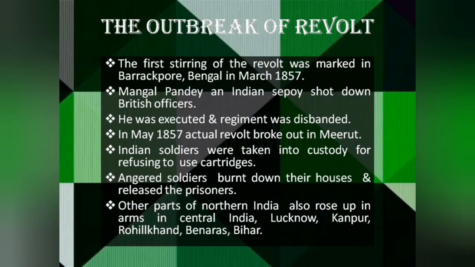The soldiers now marched to Delhi, where the local infantry joined them and killed all the British officers. The old Mughal emperor Bahadur Shah Zafar II was proclaimed the ruler of India. Delhi, Kanpur, Lucknow, Bareilly and Jhansi were the main centers of the revolt.